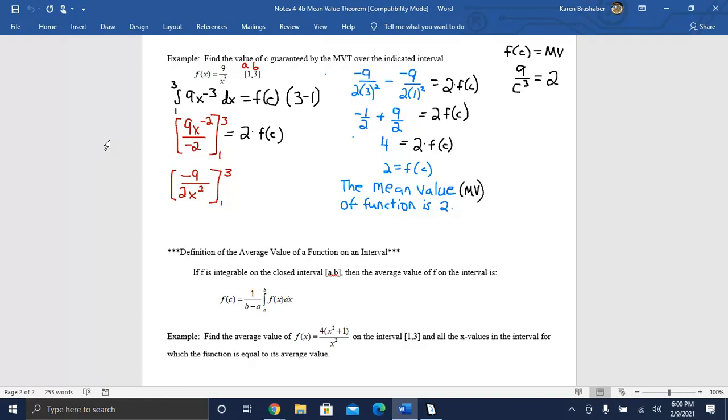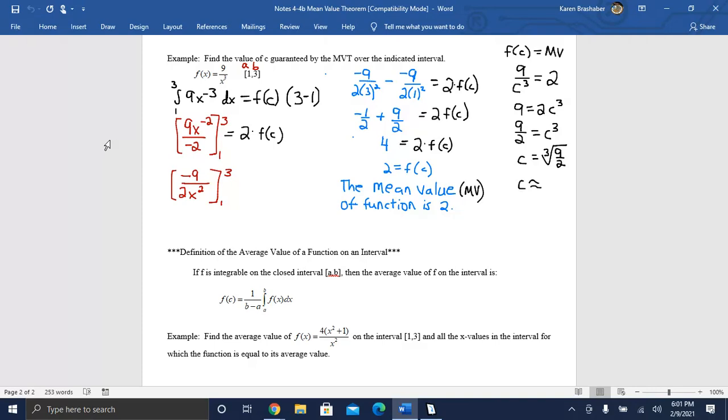All right, so now we just have an equation to solve. We can multiply both sides by c to the third, so 9 will equal 2 times c to the third. We can divide both sides by 2, and then we're ready to do the third root of each side. So c will equal the third root of 9/2. That would be your exact value.